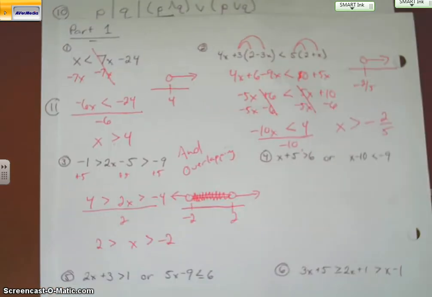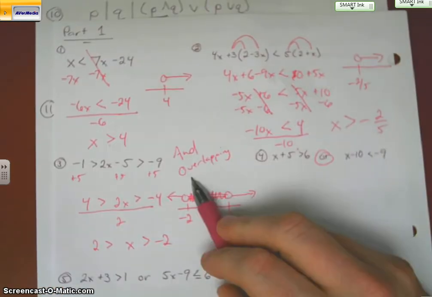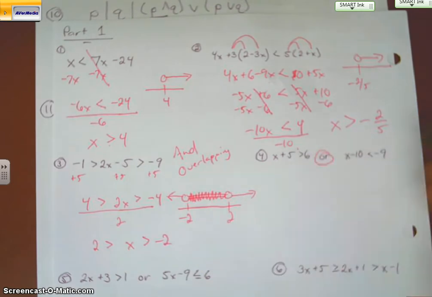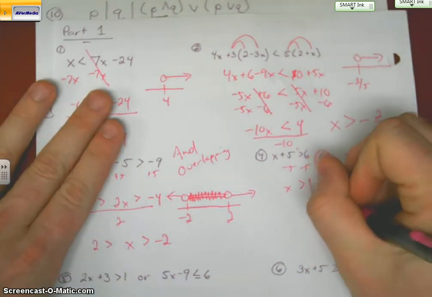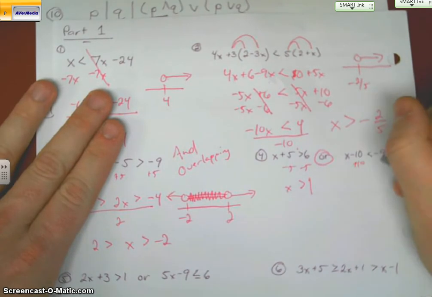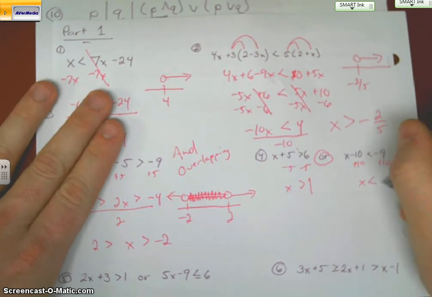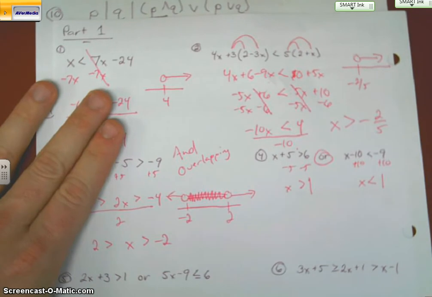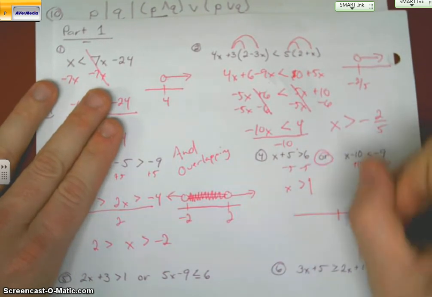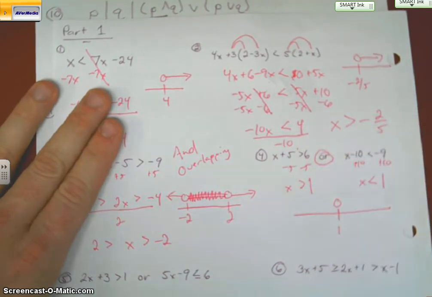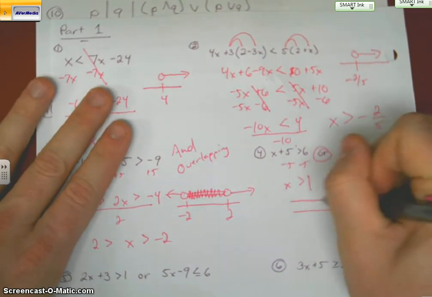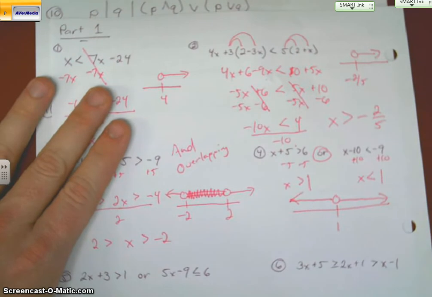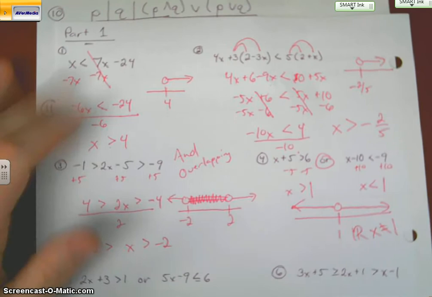Number 4, this time it's an OR, so we don't really care about overlapping, we just care what the answer is. So we end up with x is greater than 1, and x is less than 1. So we end up with the same answer, 1, on both of them, but it's an open circle, meaning 1 can't be an answer. This one's going to the right. This one's going to the left. So it kind of looks like all reals, but it is all reals except it cannot equal 1.